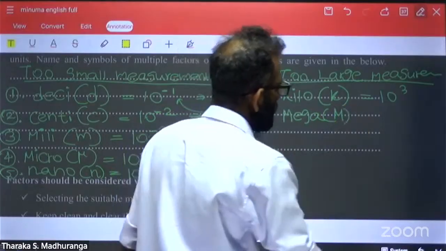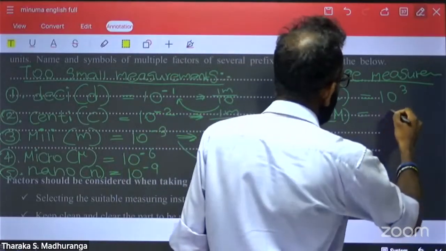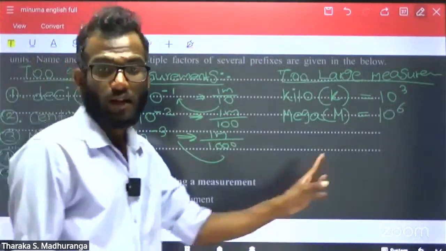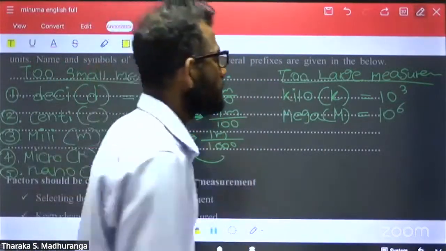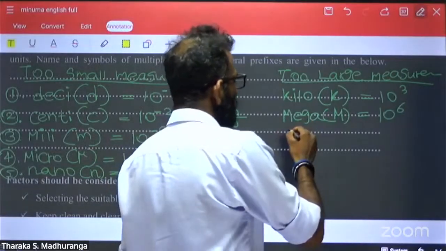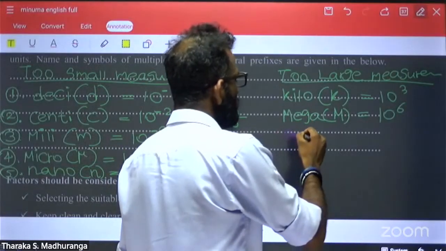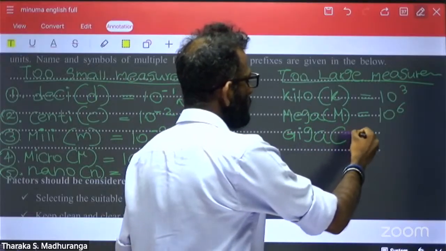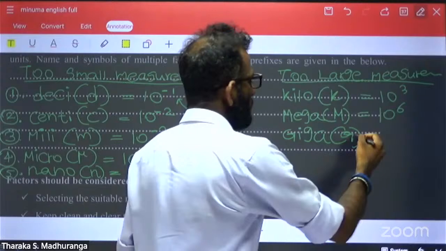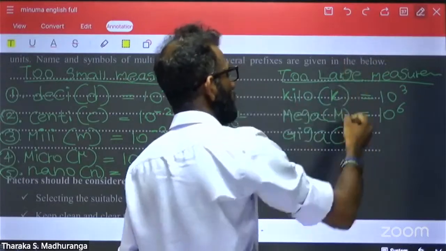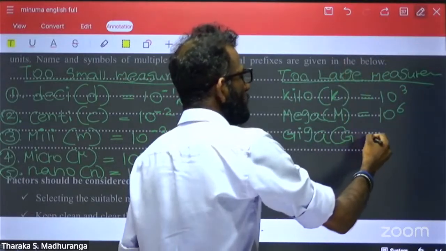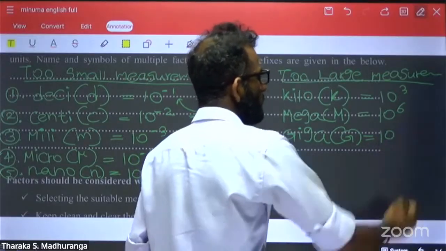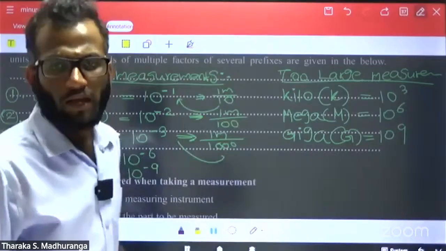The capital M means 10 to the power 6, 10 lakhs. Next one, giga, capital G. That means 10 to the power 9.